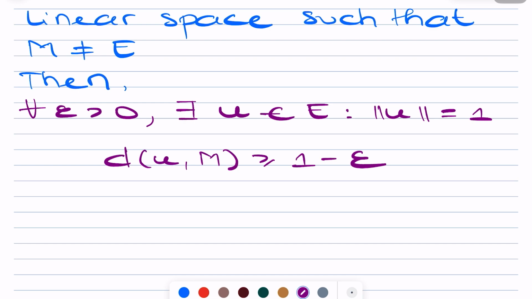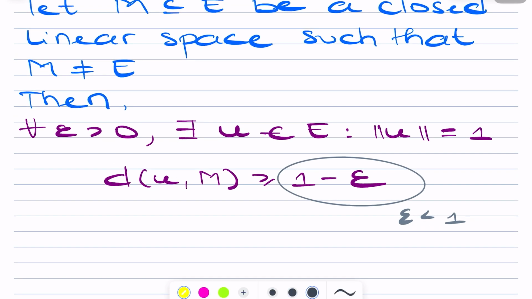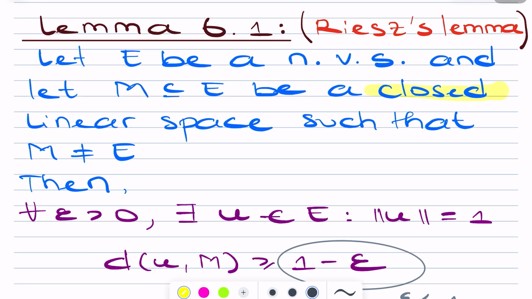First of all, what you have to notice is that from this conclusion you can already see that epsilon should be strictly less than 1. Otherwise, this is totally obvious, like there's nothing to show. And let me just highlight some key properties of the set M. M should be a closed linear space. By linear space here, I mean vector space. This is totally different from linear space that you probably know in incidence geometry. Okay, so let's go into the proof.